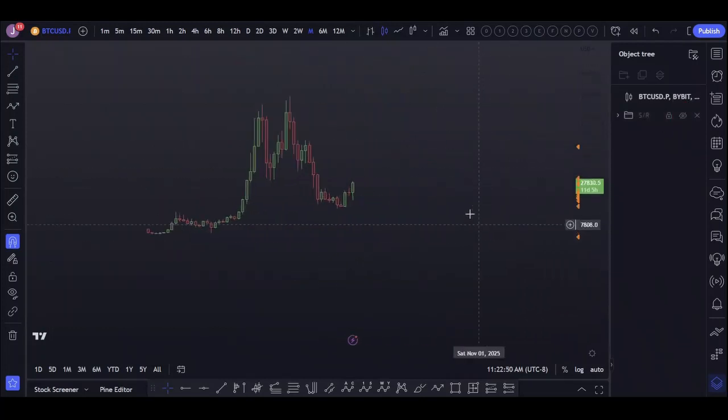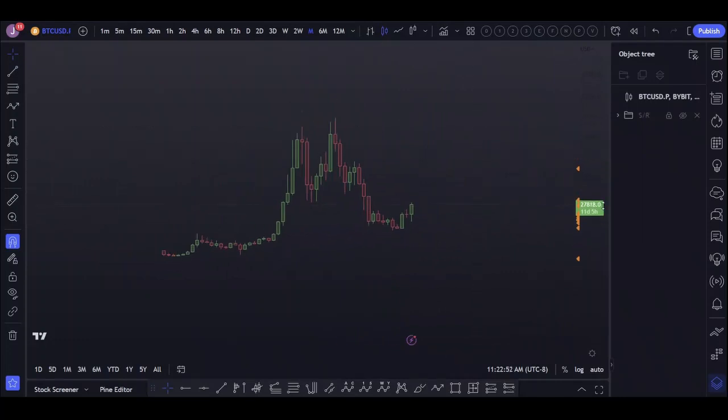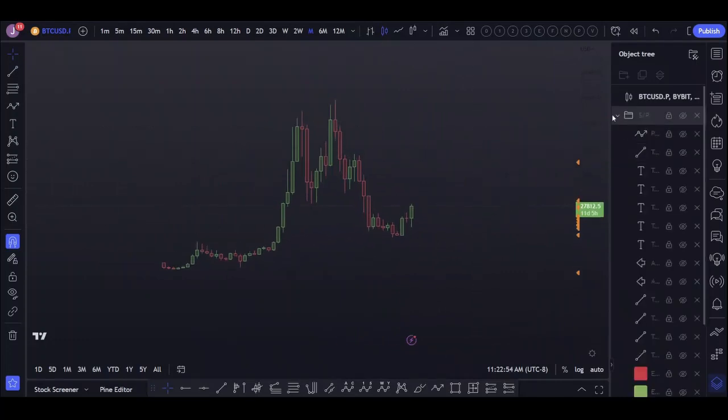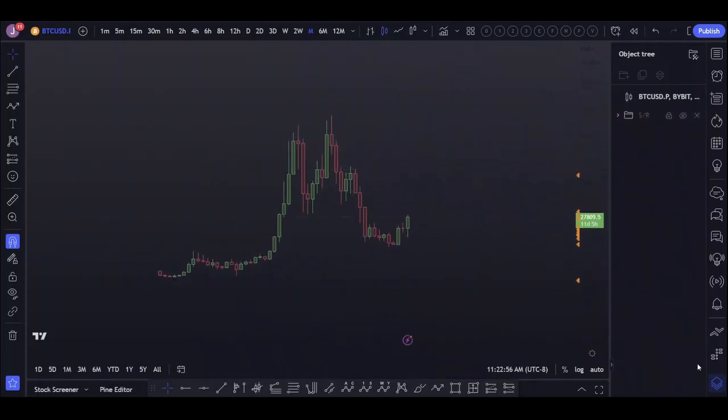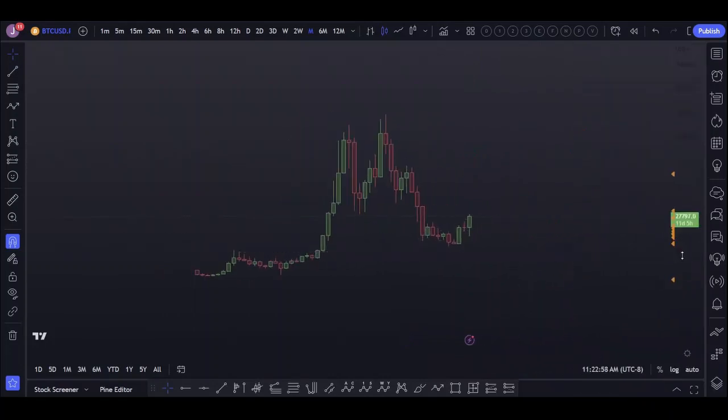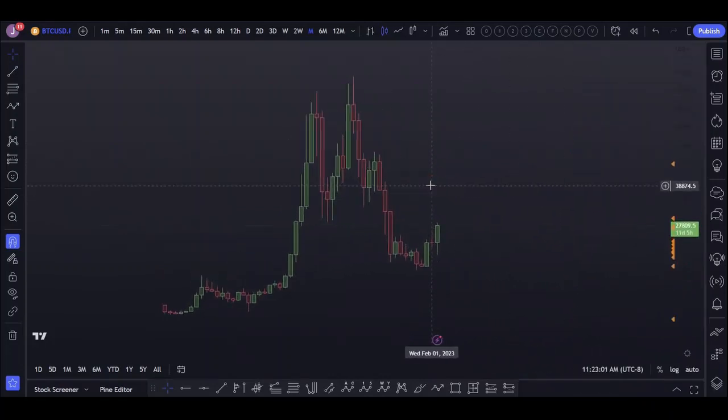Here we have the monthly time frame. So what we can do actually, we'll revisit that when we're done here. So let's just start marking out these levels. So let's start with resistance.